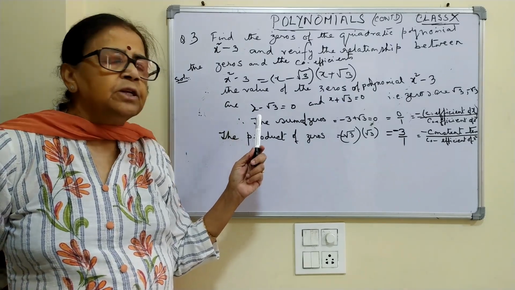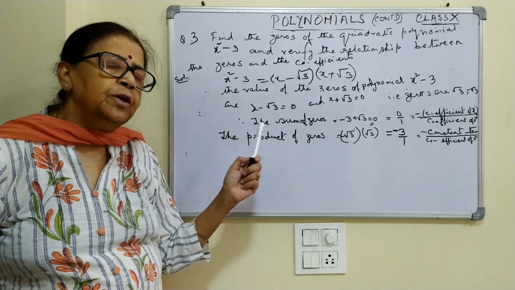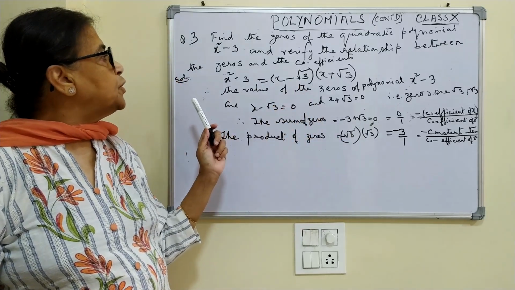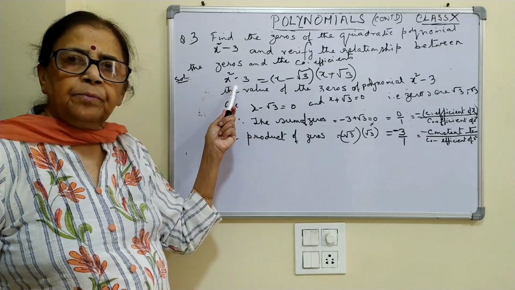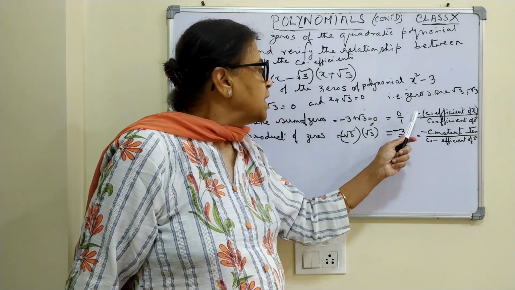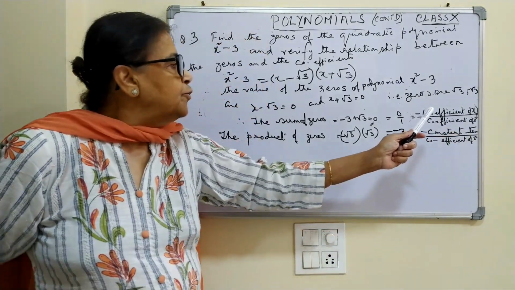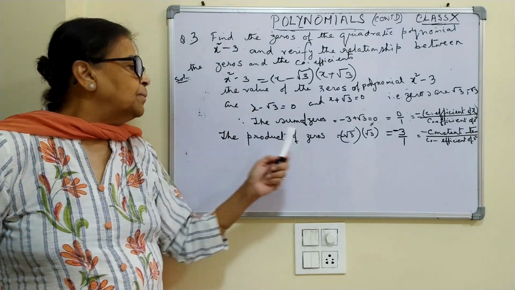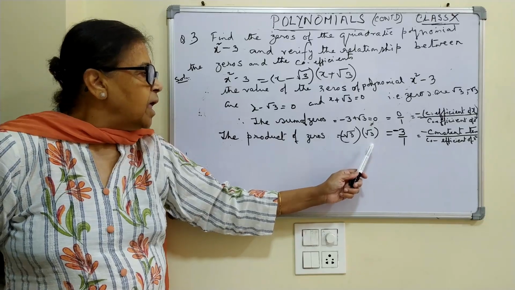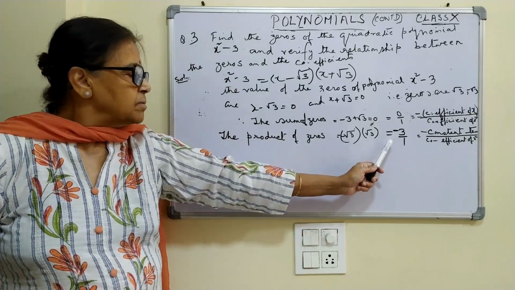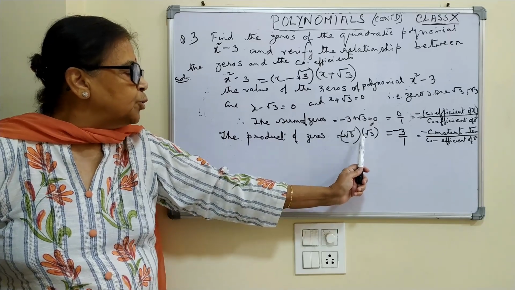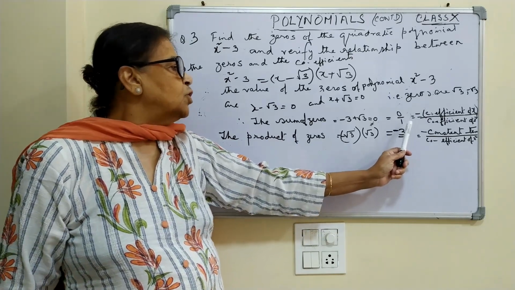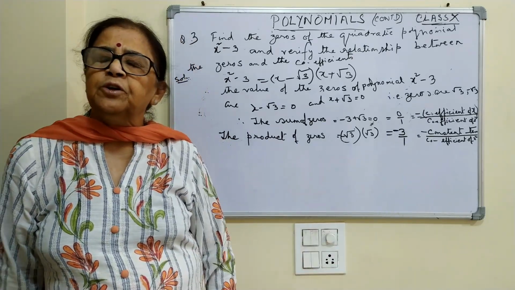So the sum of the zeros will be minus root 3 plus root 3. That is 0. What is the coefficient of x here? The coefficient of x is 0. That can be written as minus the coefficient of x divided by the coefficient of x square. The product of the zeros will be minus root 3 into root 3, which is minus 3 divided by 1. That is minus the constant term divided by the coefficient of x square.